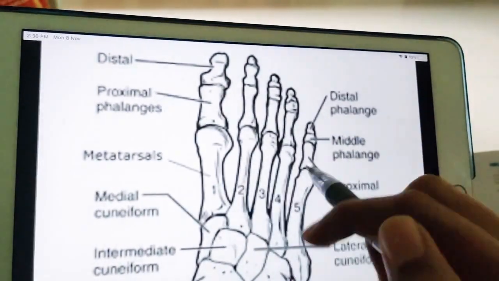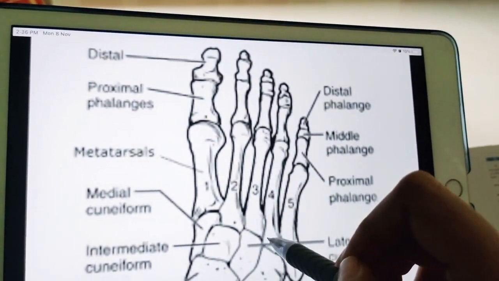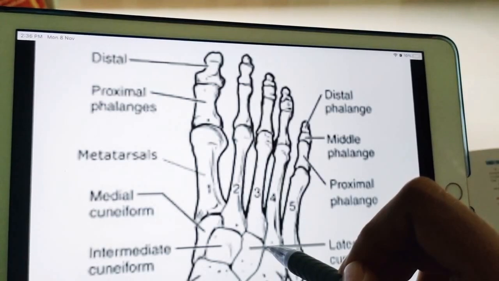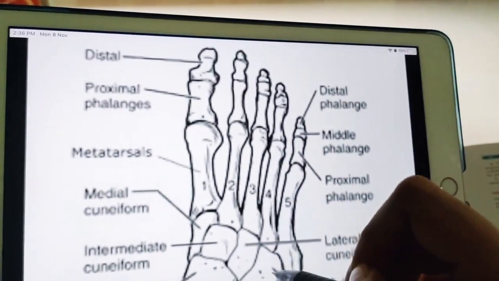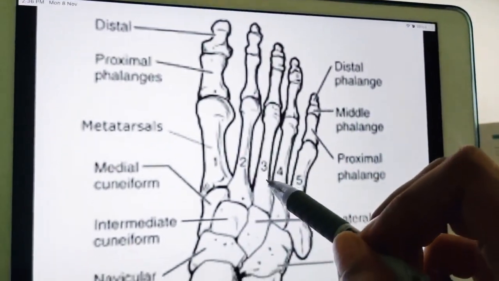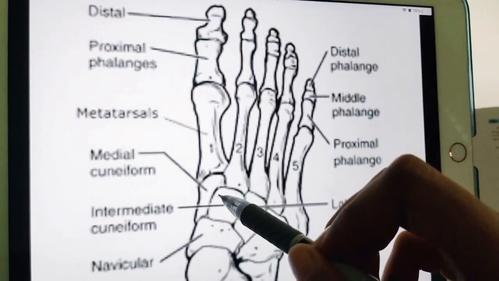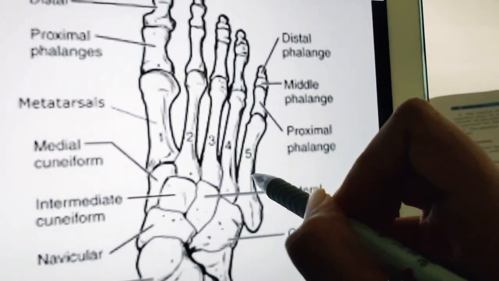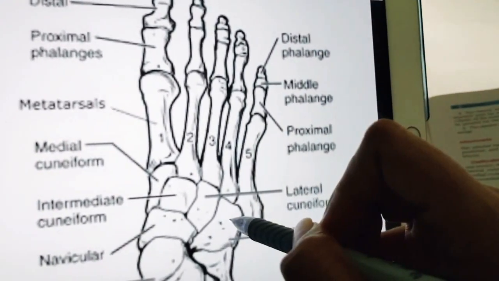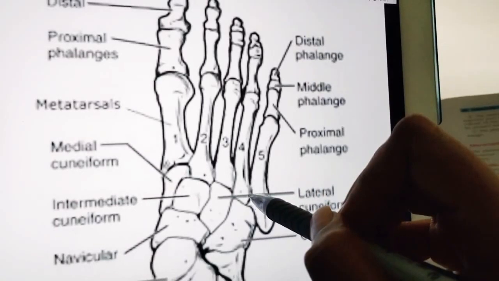Next, coming to the fourth metatarsal, the proximal surface of the base is quadrangular. It articulates with the cuboid bone. You can see here the first, second, and third metatarsals articulate with the cuneiform bones, namely medial, intermediate, and lateral, whereas the fourth and fifth metatarsals articulate with the cuboid bone. So now we are talking about the fourth metatarsal.